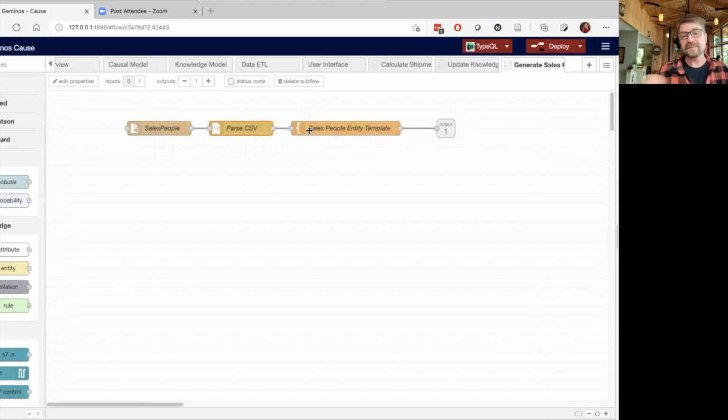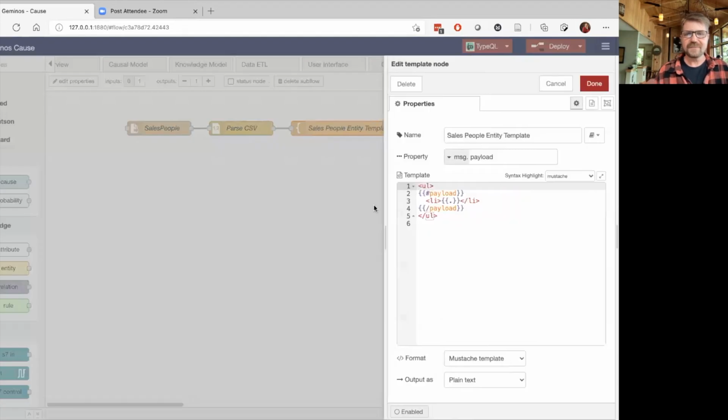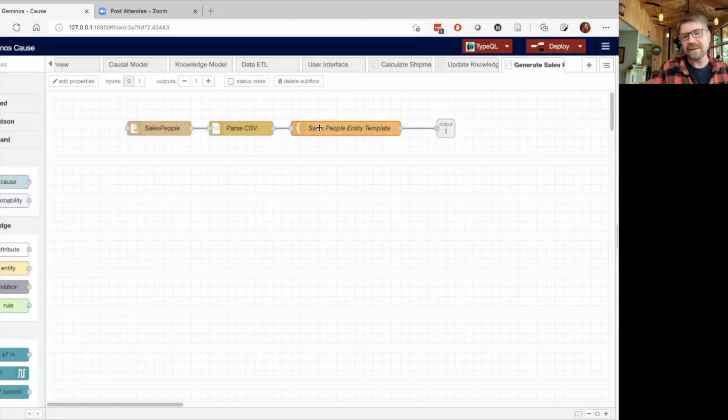And then you need to format it into Grackle. This is the part I'm working on right now, but we need to take this parsed CSV, and we're using Mustache, which is a templating format, and this isn't the right example. This is just printing them out on the screen as a list, but you get the idea. You can create templates that output valid TypeQL that does the insert. So that's what this is going to do.